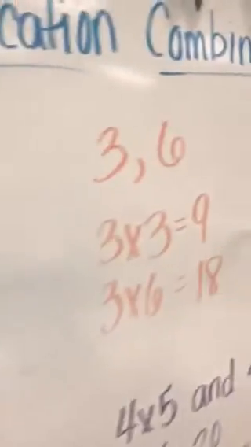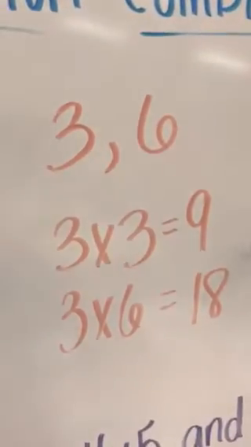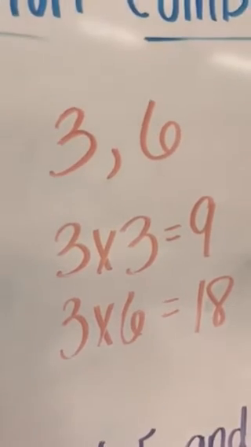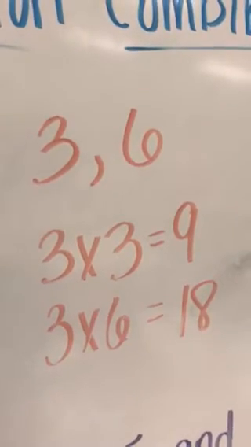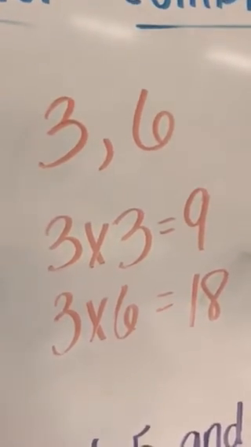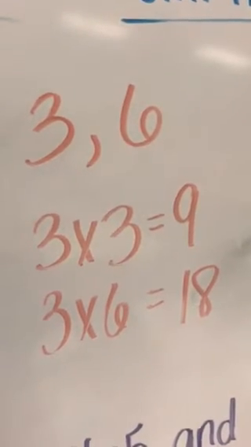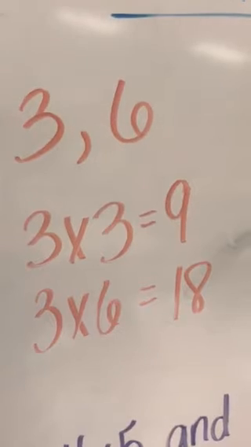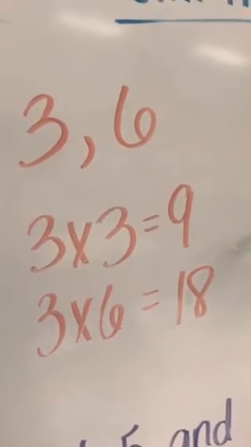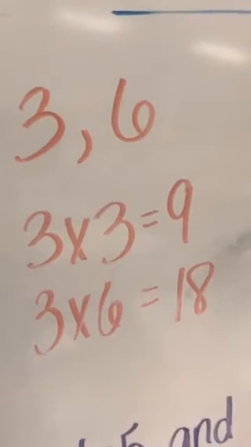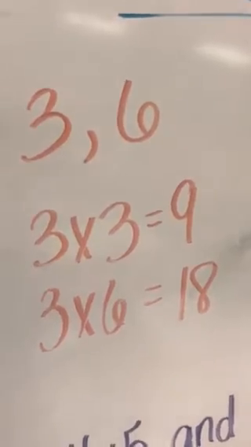Same thing goes with your 3s and your 6s. If kids are really good at their 3s, then they should be able to know their 6s because, again, they can use the double pattern. So if they know what 3 times 3 is, which is 9, and I ask, what is 3 times 6? They should know, oh, there's that double pattern. I know that 18 would be the double of 9.